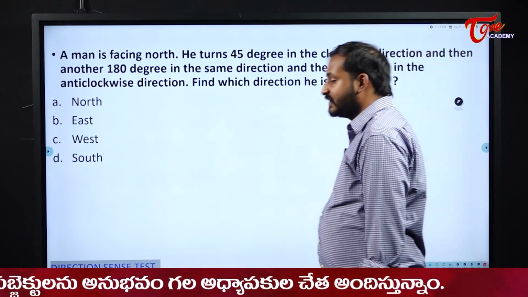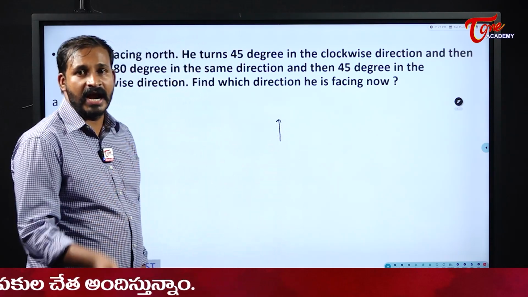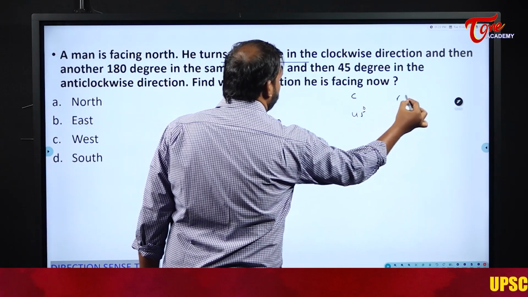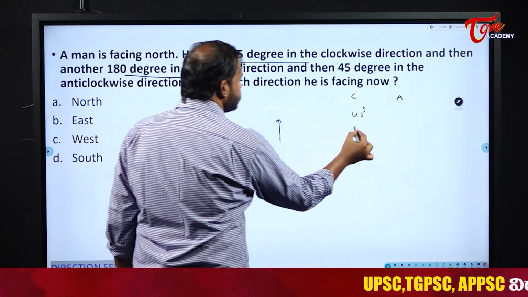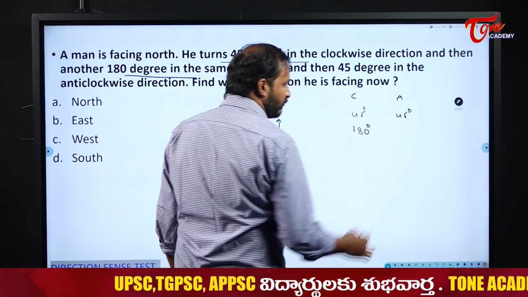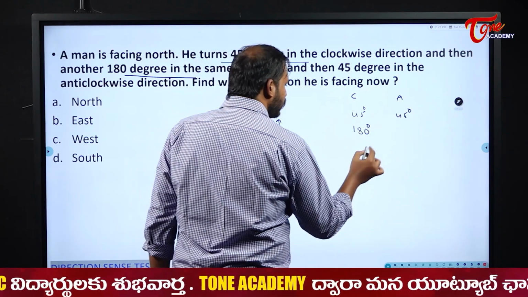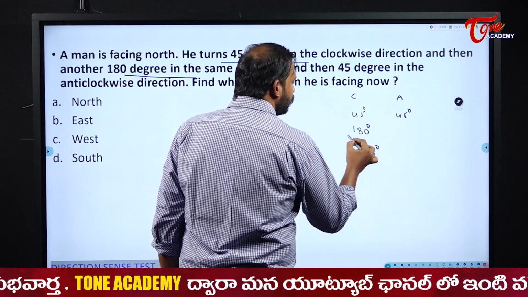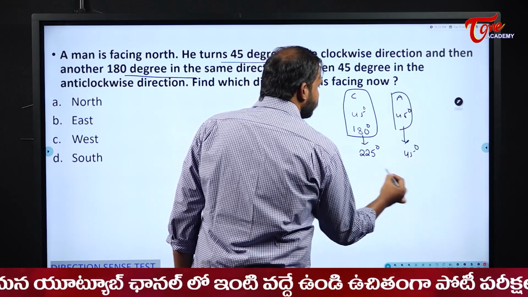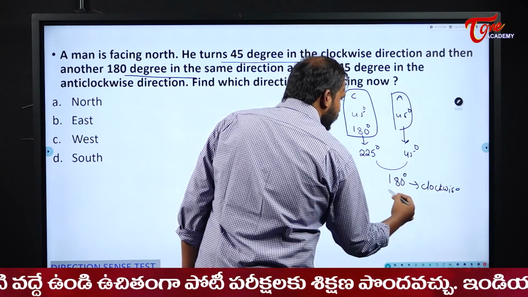Next one. A man is facing north. As I already told you, add and subtract. 45 degrees in clockwise direction, then another 180 degrees in the same direction, and then 45 degrees in anti-clockwise direction. You could cancel, students, but don't cancel it, you need to think. So overall 225 clockwise and 45 anti-clockwise. What is the difference between these two? 180 degrees in clockwise direction.